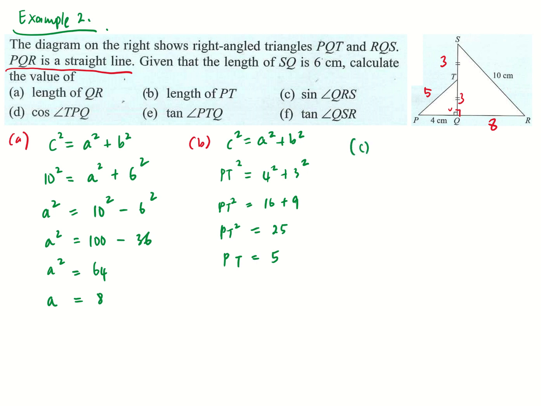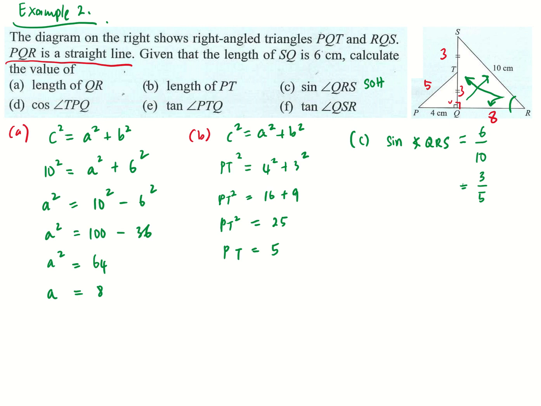Question asks us sine. So sine is SOH. So sine angle of QRS. This is our eyes. It's supposed to be, this is the opposite and this is the adjacent, and always this is the hypotenuse. So sin QRS is equal to opposite, 6, over hypotenuse, 10. We can simplify the number. So this is 3 over 5.